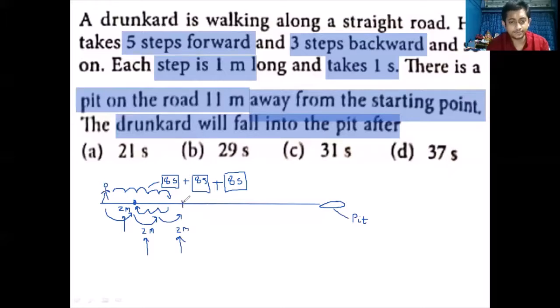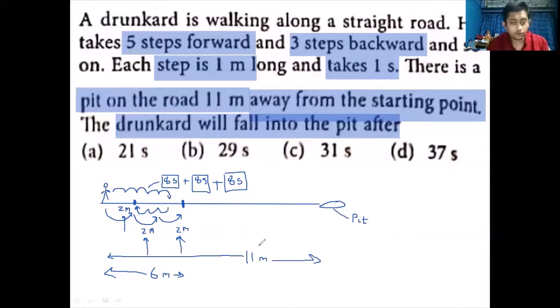Now the drunkard is here. So how much distance the drunkard has actually traveled? So if you calculate it, it becomes 2 plus 2 plus 2, which means that the drunkard has actually covered 6 meter distance. Drunkard has covered 6 meter. Where is the pit? The pit is at a distance of 11 meter away from the drunkard.